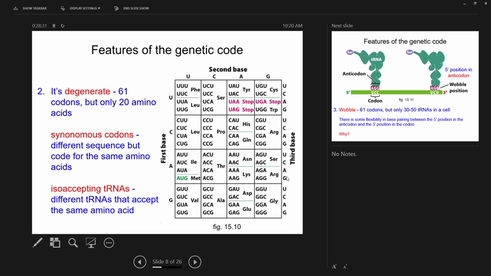So if you had 3 letters, 4 possibilities for the first position, 4 for the second position, 4 for the third position. Now you have 64 possibilities for words that you can spell. It's a lot more than 20, but 3 is the smallest number of letters that gets you over 20 words.